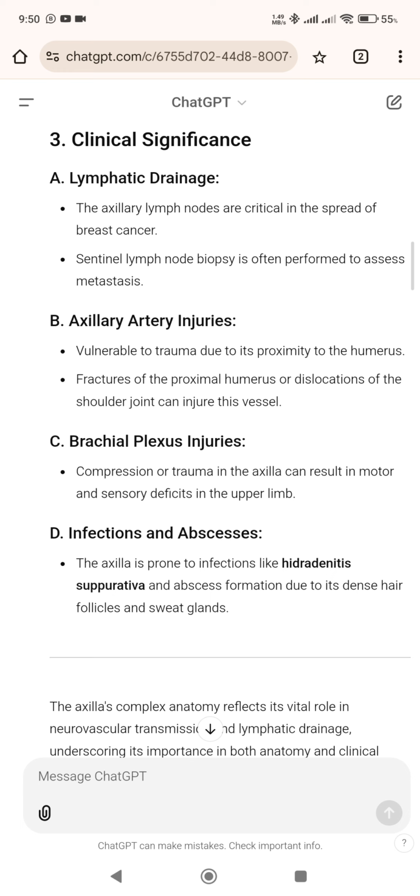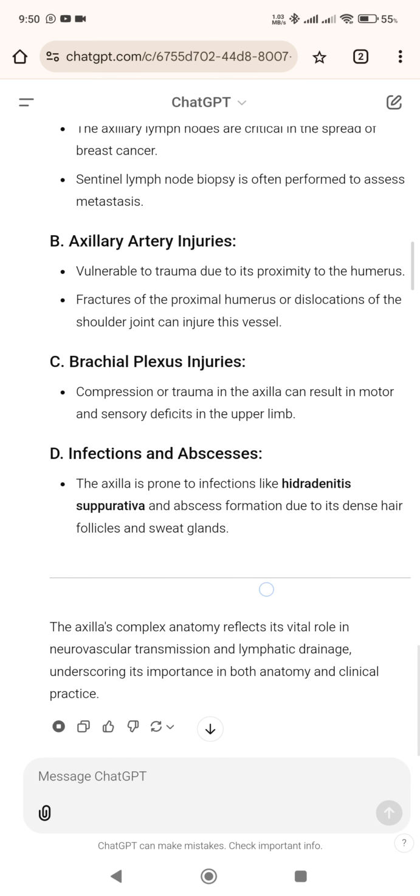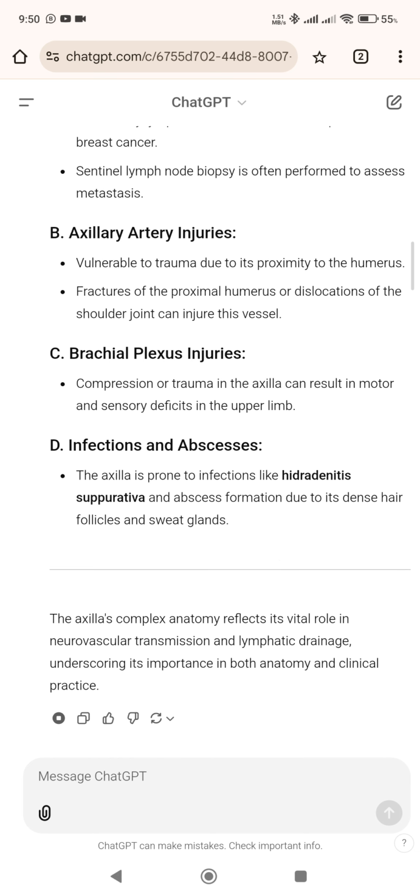C. Brachial plexus injuries. Compression or trauma in the axilla can result in motor and sensory deficits in the upper limb. D. Infections and abscesses. The axilla is prone to infections like hidradenitis suppurativa and abscess formation due to its dense hair follicles and sweat glands. The axilla's complex anatomy reflects its vital role in neurovascular transmission and lymphatic drainage, underscoring its importance in both anatomy and clinical practice.